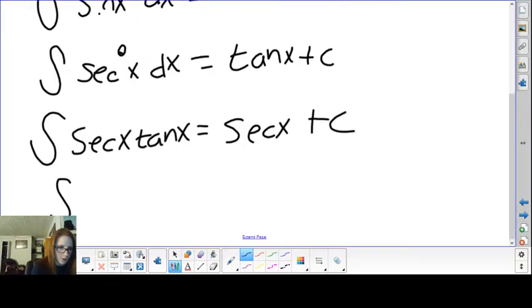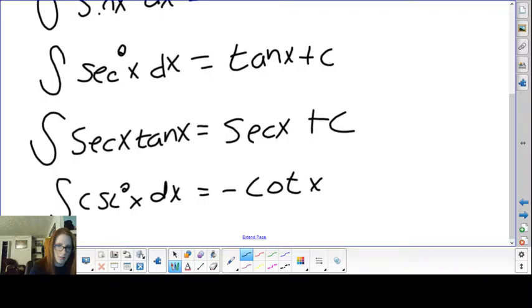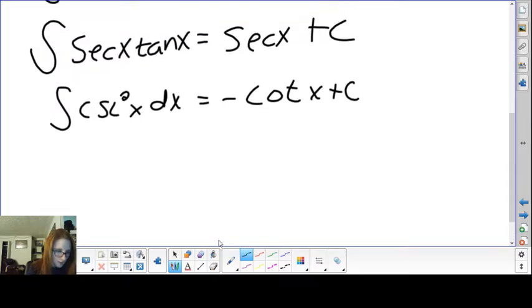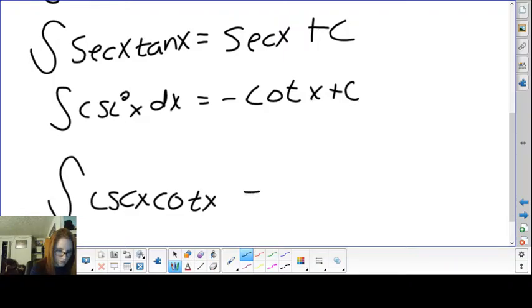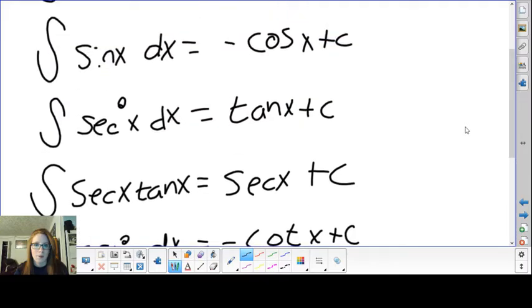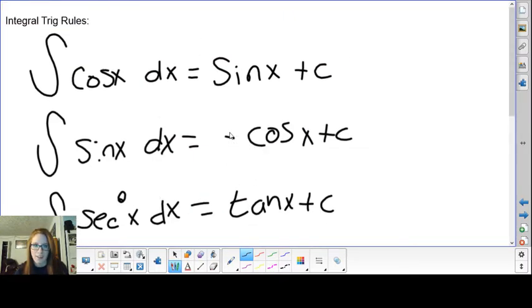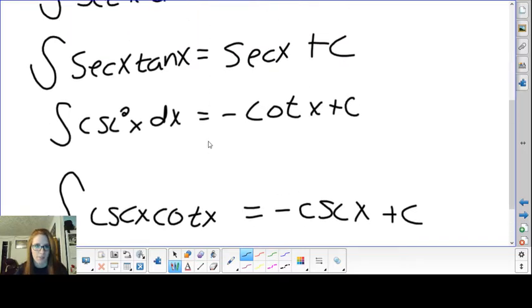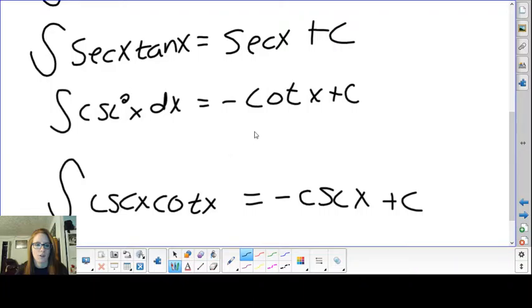The integration of cosecant squared is not cotangent x plus c. And the integration of cosecant x cotangent x is equal to not cosecant x plus c. Best way to remember it is when you take the integration and you get something with a c, it gets a negative sign. That's all I got for you there. Remember, secant and tangent are buddies, so they create each other. Cotangent and cosecant are buddies, so they work together.